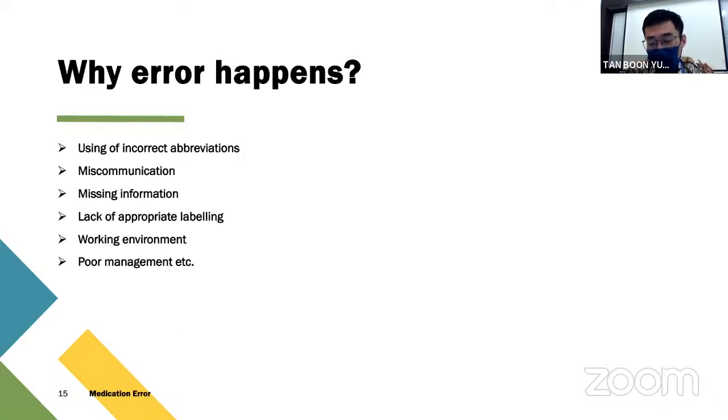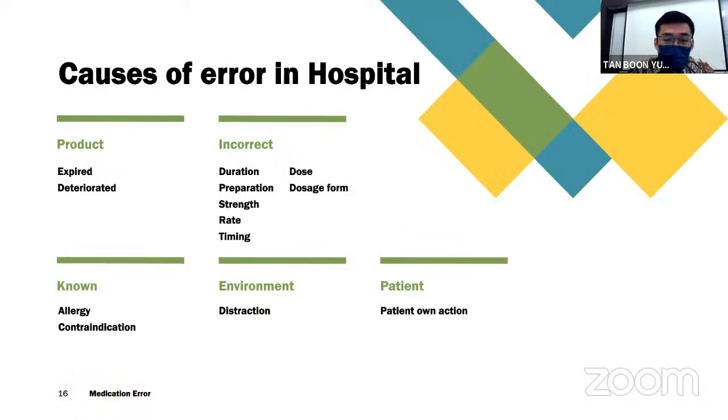So using incorrect abbreviations, these are prescribing errors. Okay, miscommunication, missing information. The missing information might be from the machine or materials. Okay, lack of appropriate labeling. So this can be man and it can be machine as well. Working environment, poor management can be in the method. Okay, so causes of errors in hospital can be due to product expired and deteriorated.